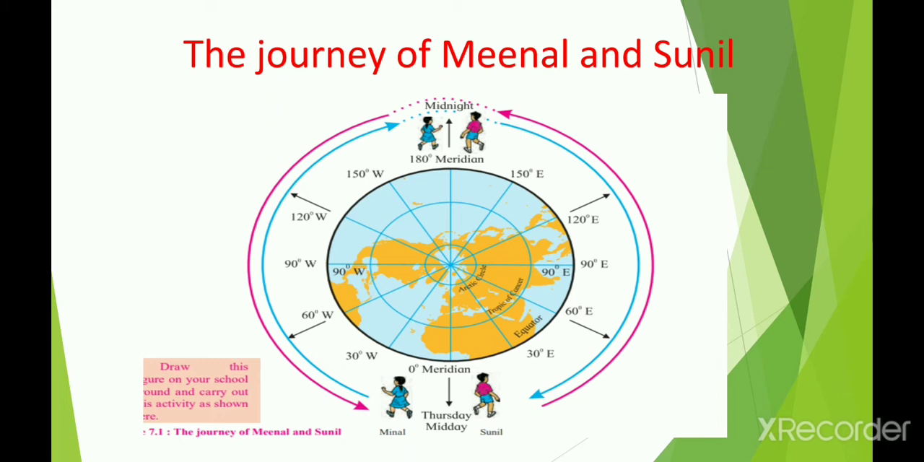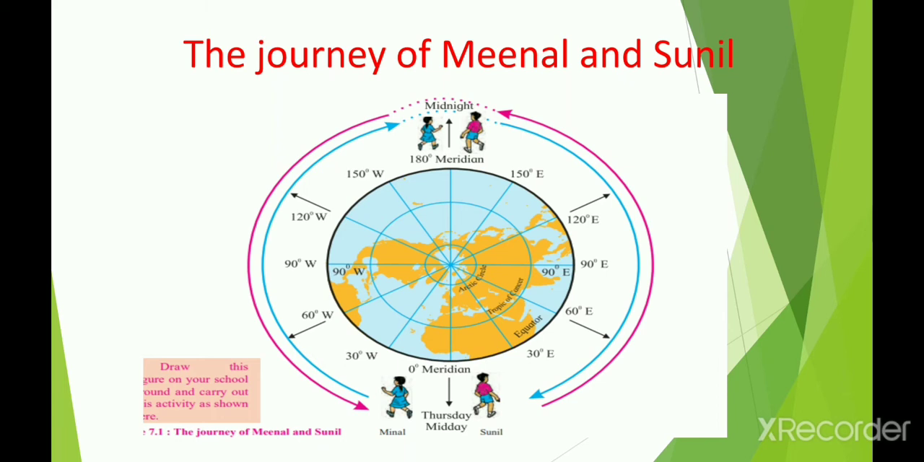15 degrees means 1 hour, because 1 degree is equal to 4 minutes. So 15 degrees is equal to 60 minutes, which means 1 hour. So 30 degrees means 2 hours. From 0 degree to 30 degree is 2 hours.